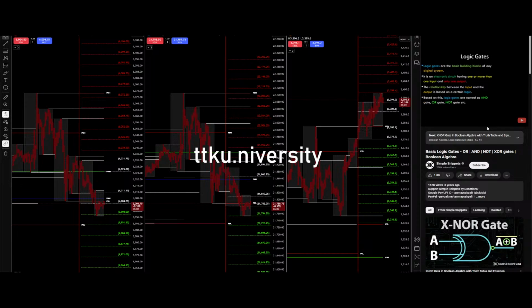Now there are 3 basic gates, that is AND, OR and NOT gate, and we'll also discuss the XOR gate, which does not fall under the basic category, but still it is a very important logic gate.